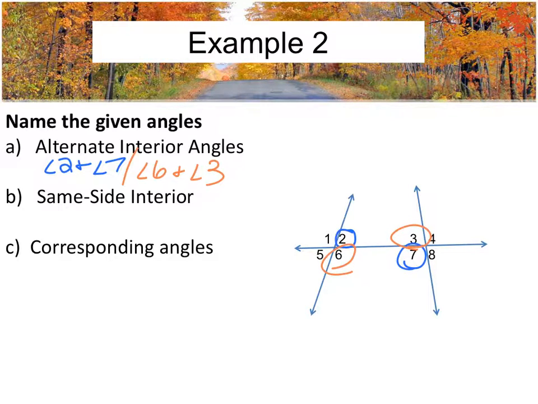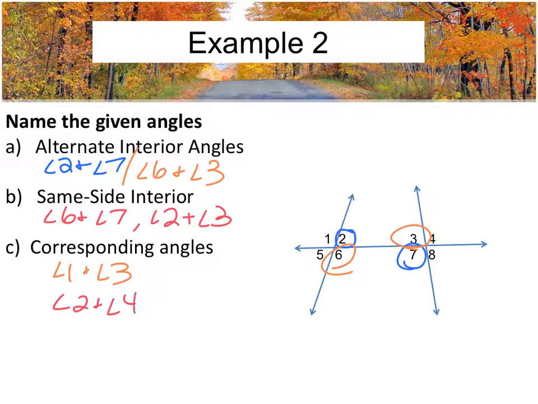Okay, how about same side interior? Leah. Angle 6 and angle 7. And angle 2 and angle 3. And then corresponding. And corresponding, there's 4 pairs, right? Claudia? Angle 1 and angle 3. Emily, you want to give me one? Angle 2 and angle 4. Jessica? Angle 5 and angle 7. Allison? Angle 6 and angle 8.